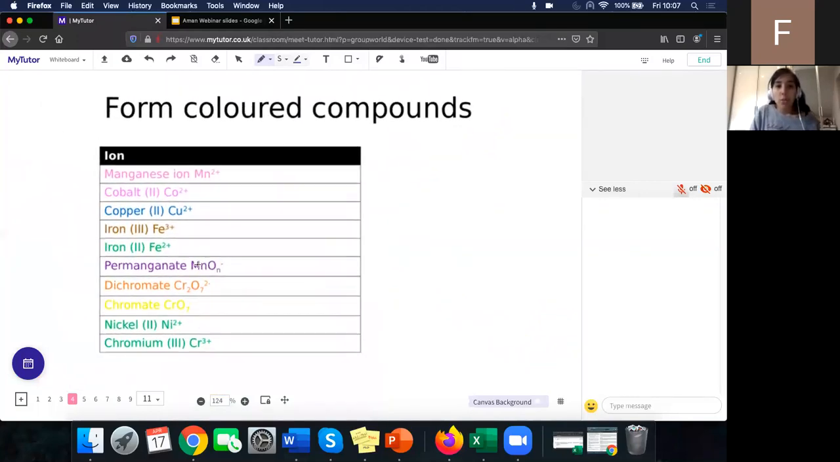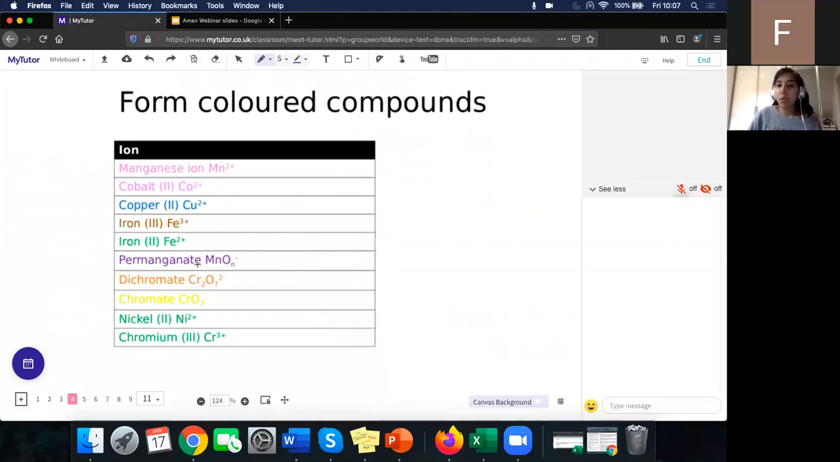So all the exam boards require you to know that transition metals form coloured compounds. You don't need to know why. Again, if you want to know, you'll learn at A level, but it is to do with what type of light they give out and the wavelength that the transition metals have. And it's also to do with their electron shells. So the colours that you need to know are on the board.